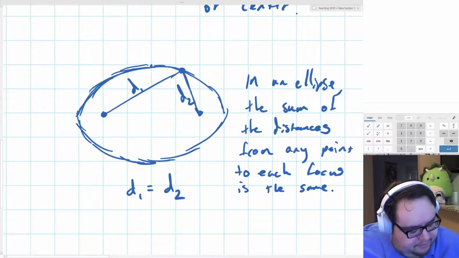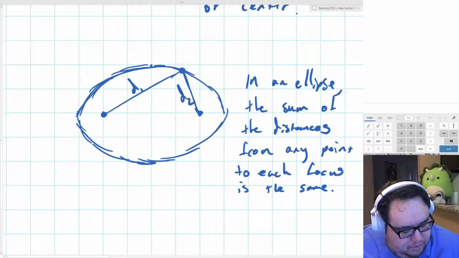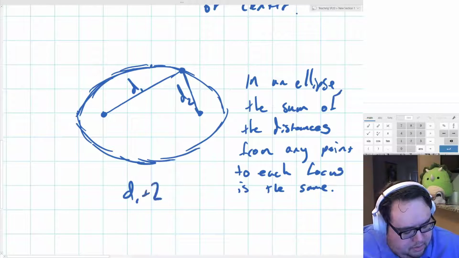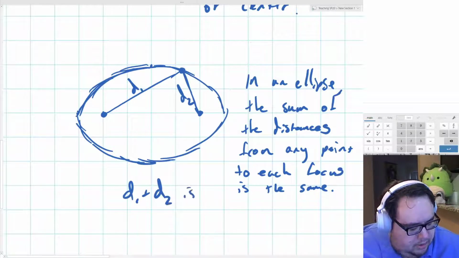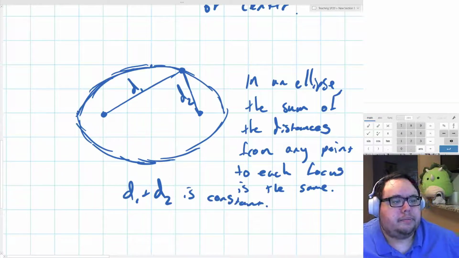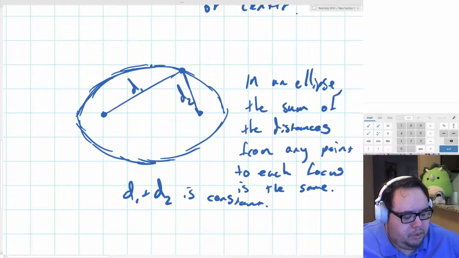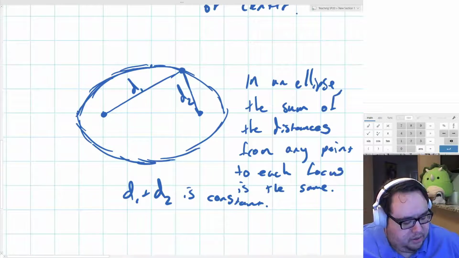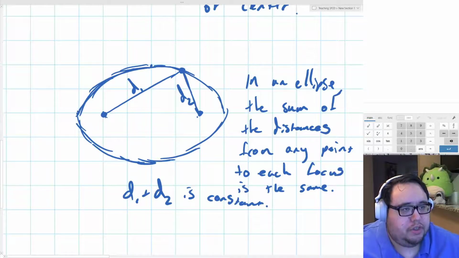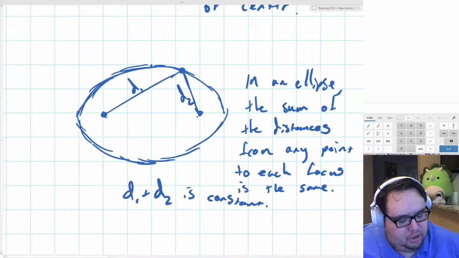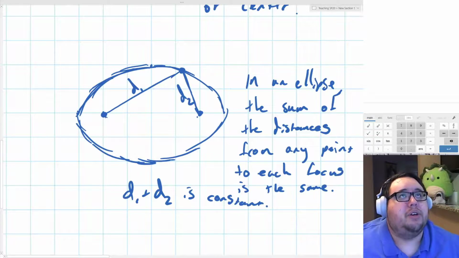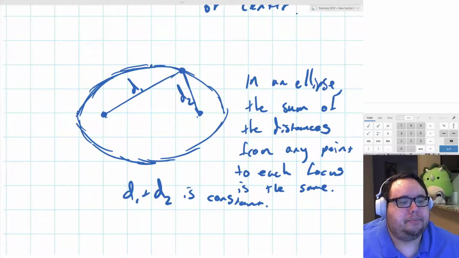Or sorry, D1 plus D2 is constant. So what you can do with an ellipse is you can take two pins and a string with some slack between them, and you can sort of nestle your pen in the nook of the string, and then use that to draw an ellipse. I also have a video of that real quick that I can show.